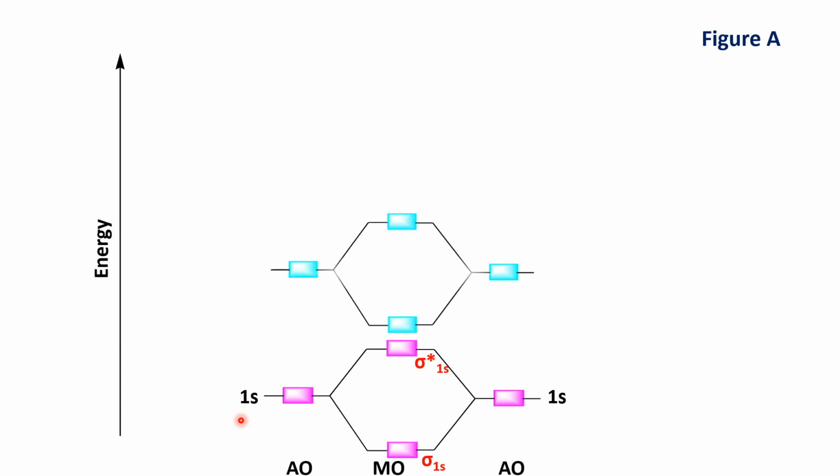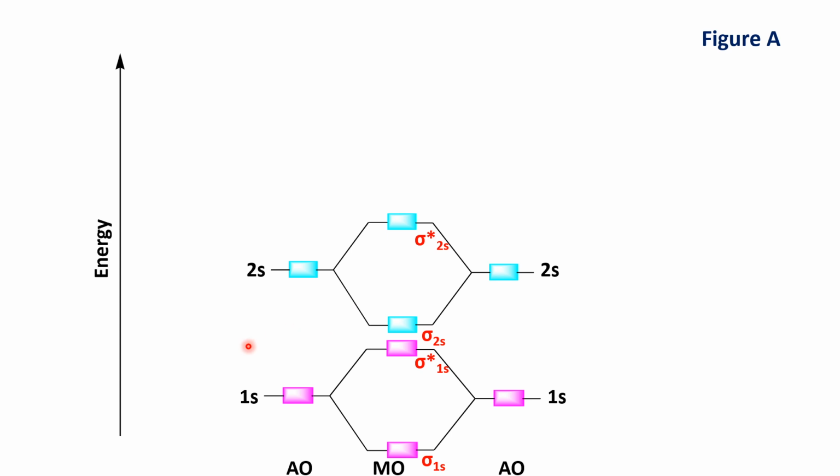Then we have the second diagram, which will be for the 2s atomic orbital on one side and a 2s atomic orbital on the other side. There are two 2s atomic orbitals, therefore there should be formation of two molecular orbitals. One is the bonding, another is the anti-bonding. The bonding will be sigma 2s, and the anti-bonding will be sigma asterisk 2s.